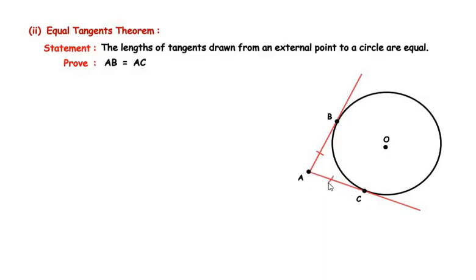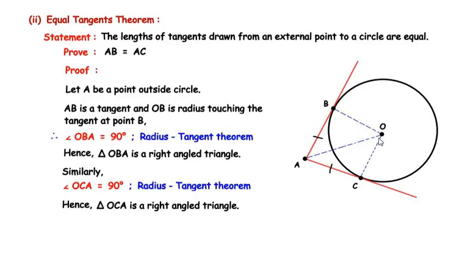So let us begin with the proof now. Let us begin by joining the points O to B, O to A and O to C. So OB and OC become the radius of the same circle, and we can see that we get two triangles over here, that is triangle OBA and triangle OCA. And here we have considered the point A as an external point. So AB is acting as a tangent touching the radius OB at point B. So angle OBA will be equal to 90 degrees, that is by using the radius tangent theorem. So let us mark here 90 degrees.